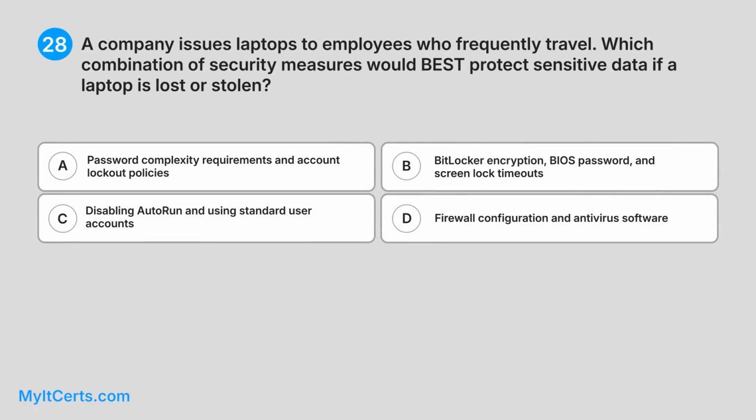28. A company issues laptops to employees who frequently travel. Which combination of security measures would best protect sensitive data if a laptop is lost or stolen? A. Password complexity requirements and account lockout policies. B. BitLocker encryption, BIOS password, and screen lock timeouts. C. Disabling auto-run and using standard user accounts. D. Firewall configuration and antivirus software.